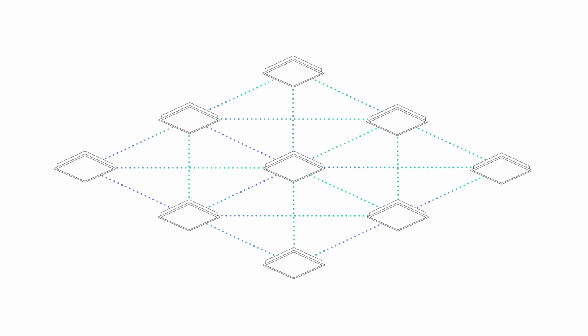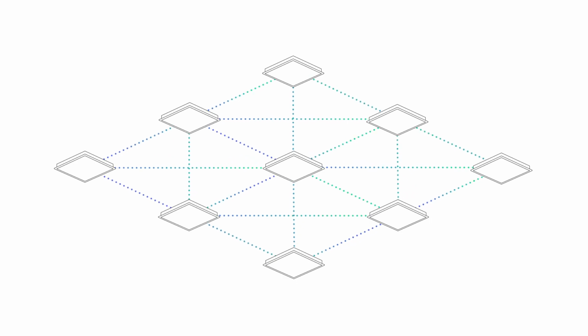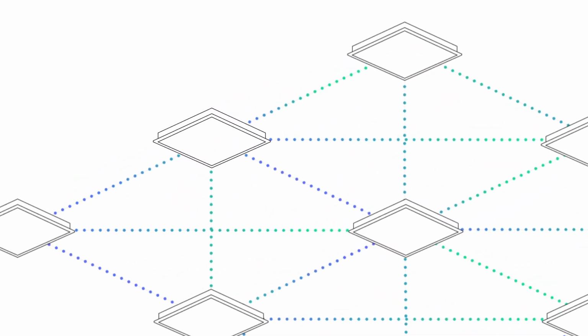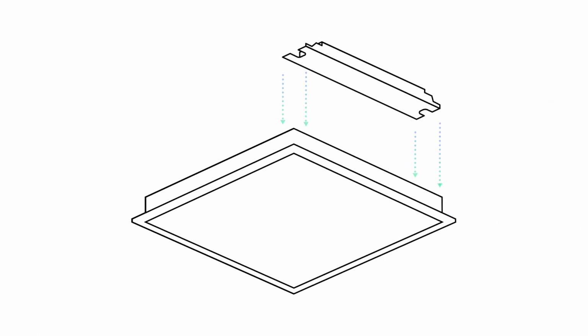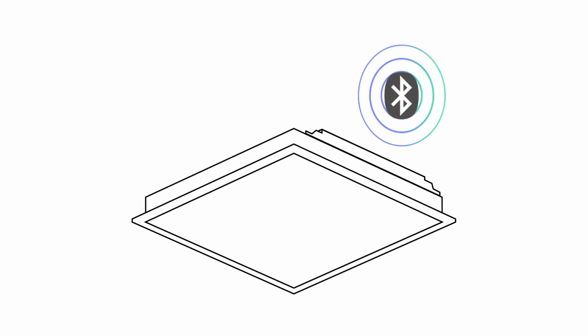So, you want to build your Bluetooth mesh-enabled lighting control network. Let's see how easy and simple it is. This is your luminaire. To make it smart, all you need to do is add a Bluetooth mesh-enabled driver. Yes, that's it.